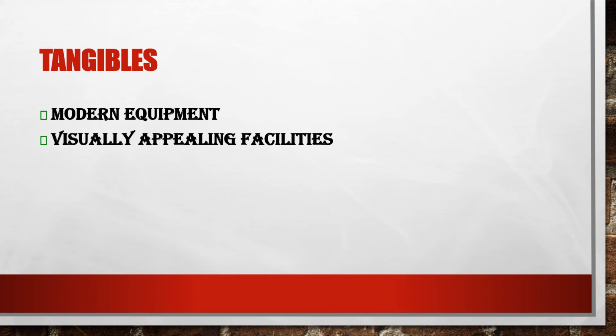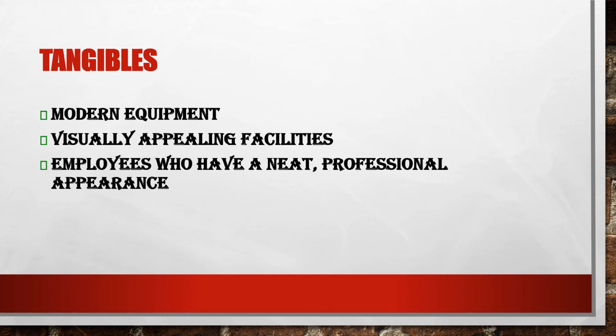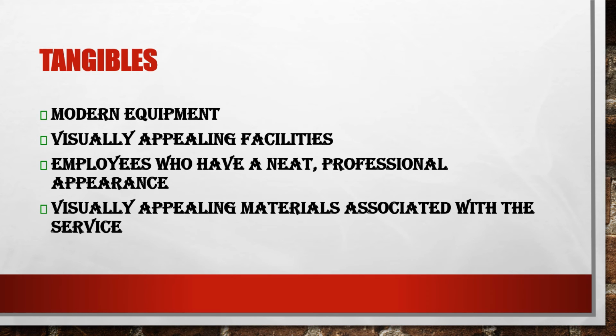The third dimension of SERVQUAL is tangibles, which includes the physical entity of services. The customers make a favorable perception of services when they see modern equipment and visually appealing facilities. Employees who have a neat, professional appearance also contribute to the tangible items of services. Visually appealing materials associated with a service also reinforce the customer's impression of services.